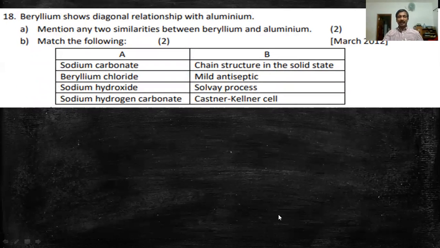Beryllium shows diagonal relationship with the aluminium. Mention any two similarities between beryllium and aluminium. Beryllium chloride chains are joined. Similarly, aluminum chloride is also joined. That means aluminum chloride is a dimer, but beryllium chloride is a polymer.